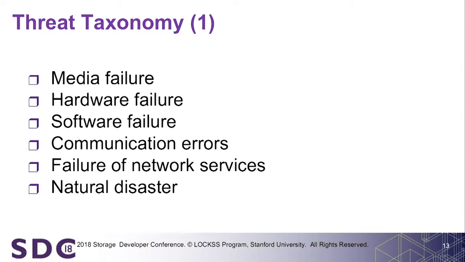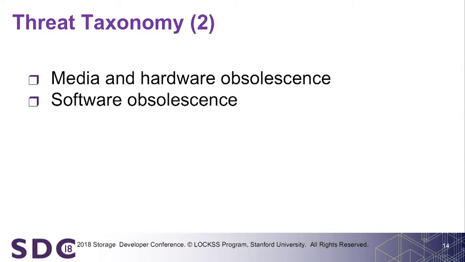Natural disaster. I like to call this catastrophic disaster, because natural disaster like earthquake, flood, fire, et cetera is one aspect, but it could also go with things like war, which I wouldn't qualify as a natural disaster, but as a large-scale catastrophic disaster.